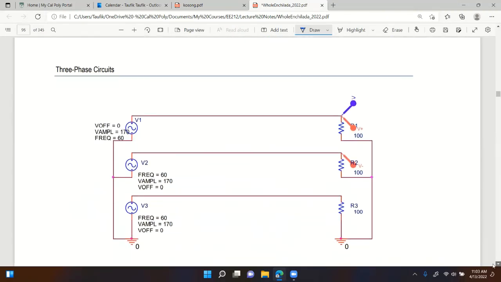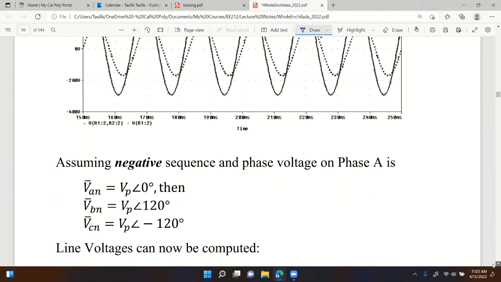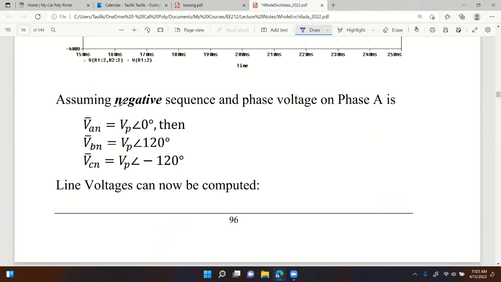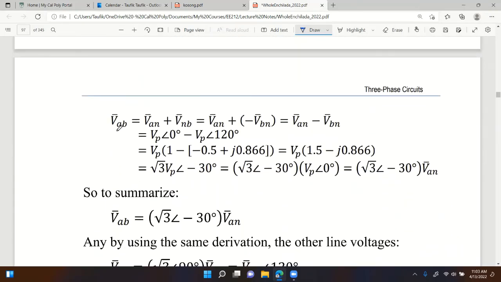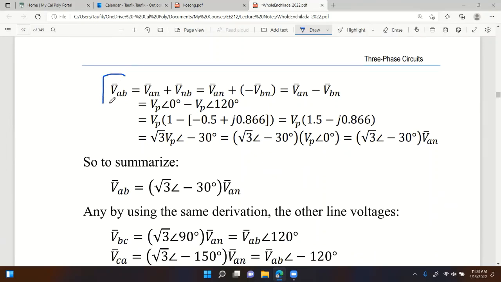All right. And lastly, before we adjourn, you can follow the same derivation for negative sequence. Just keep in mind, negative sequence has different angles. B is going to be ahead, C is going to be behind, just like this. And then you can do the same derivations: VAB is equal to VAN minus VBN, and VBN can be expressed in terms of VAN, which is ahead by 120 degrees.